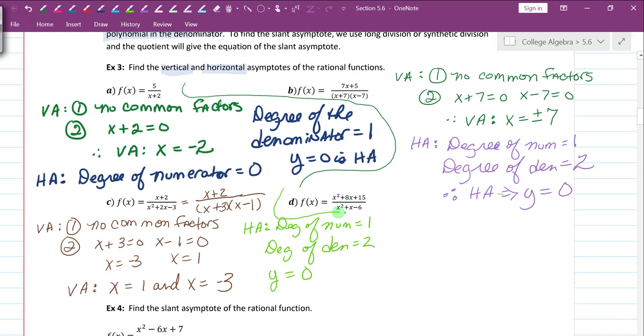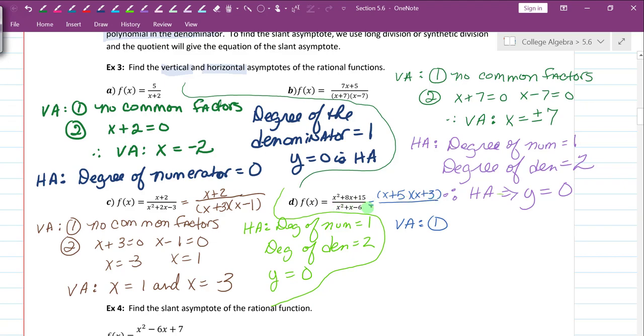And I'm going to kind of go like this so my workspace is divided here. And now I'm going to solve part D. And for part D, I'm going to start right here. So I'm going to solve my vertical asymptotes first. So step 1, remove common factors. So I need to look at this. I'm going to factor my numerator and my denominator. So my numerator is x and x, a positive and positive. And 15 is going to be 5 and 3, which gives me 8. So there's my numerator factored.